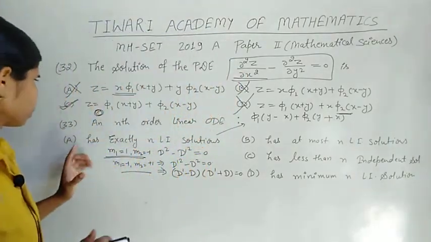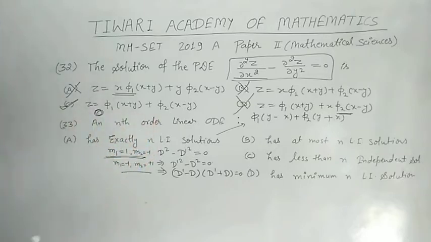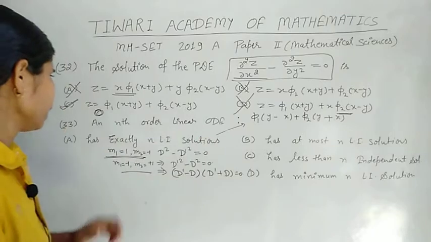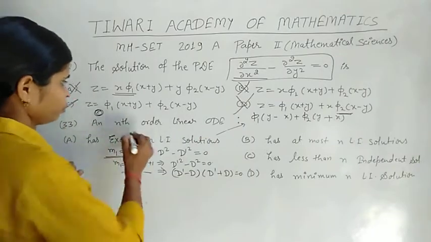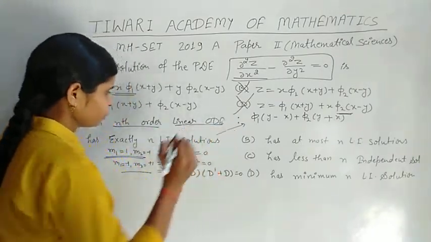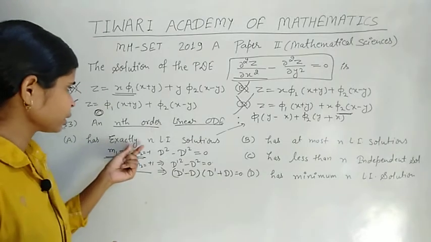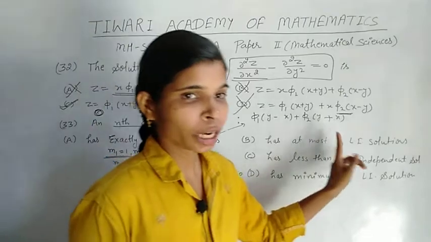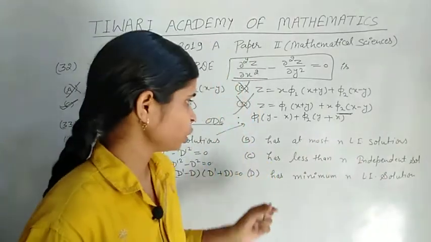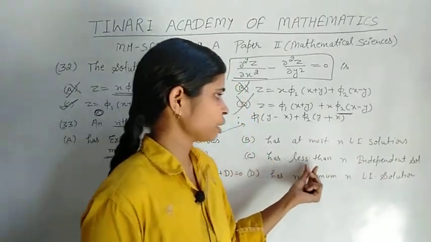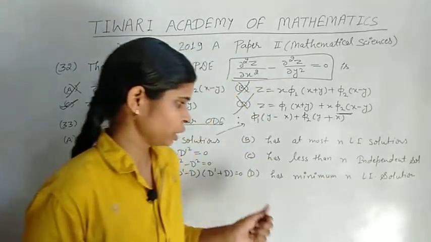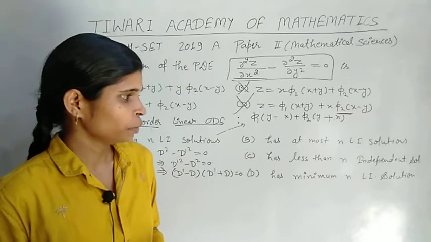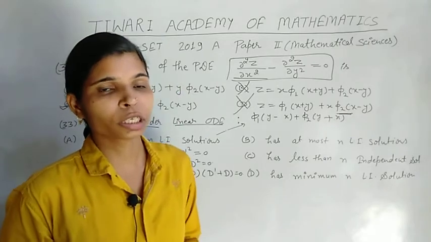The statement is: an nth order linear ODE, meaning ordinary differential equation. An nth order linear ODE: the first option, has exactly n linearly independent solutions; option B, has at most n linearly independent solutions; option C, has less than n independent solutions; and option D, has minimum n linearly independent solutions.